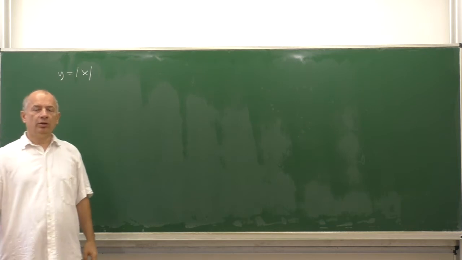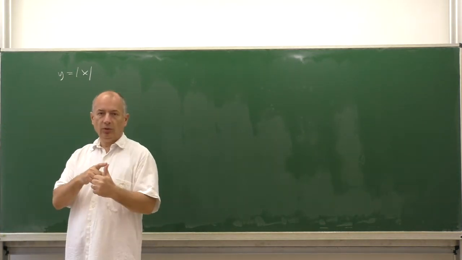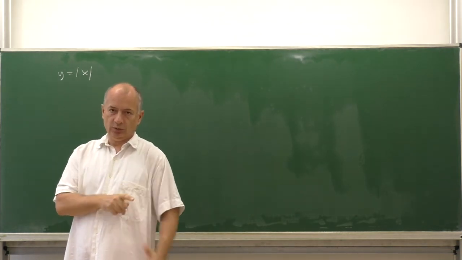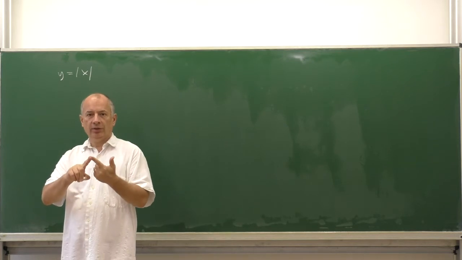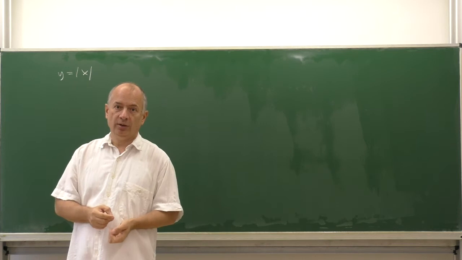When we are looking for extrema of a function, we must consider three types of points. Points where the derivative is zero, a stationary point. Points where the derivative does not exist, or the endpoints of the domain of definition.